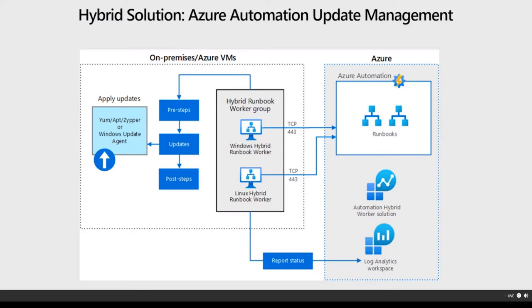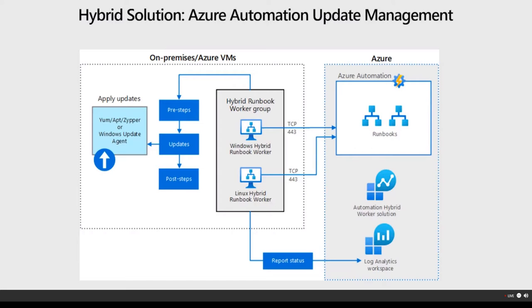With Azure Automation Update Management, as you can see in this image, you can have Linux and Windows workloads on-prem, as well as workloads running in the cloud, and you can have one pane of glass, which basically means one console, to manage updates and compliance for all of those operating systems.